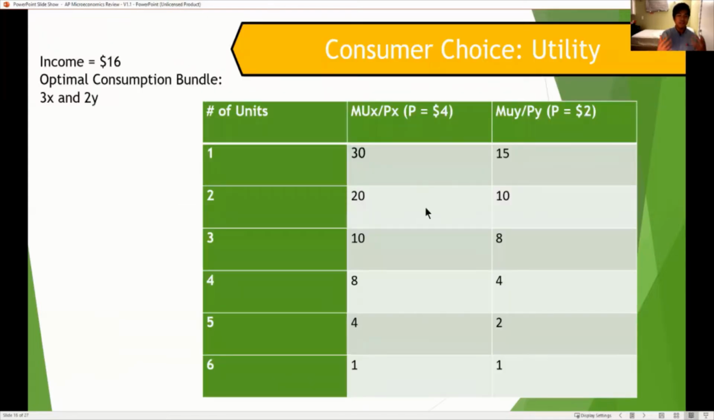So here we have a typical example that you guys work through, usually on your AP test. And here we have the ratios already calculated for X and Y. We have an income of 16. And so we're going to use the exact rule, right? We're going to find that point. And that point is essentially 3X and 2Y.